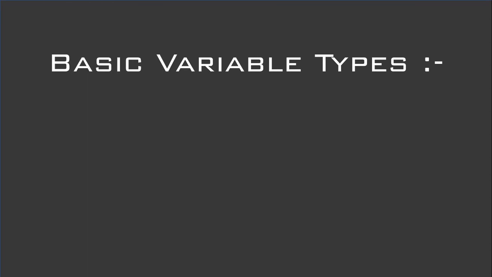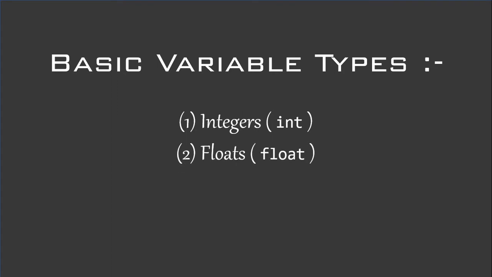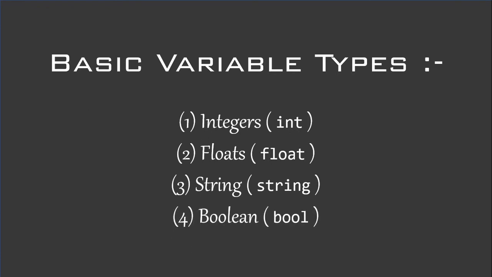So, basic variable types. First of all, integers. In the programming language, they are known as int. They are written in small letters as int. Floats, commonly known as float in the programming language, are written in all small letters. String, written in small letters. Boolean, bool, is written in small letters in the programming language.